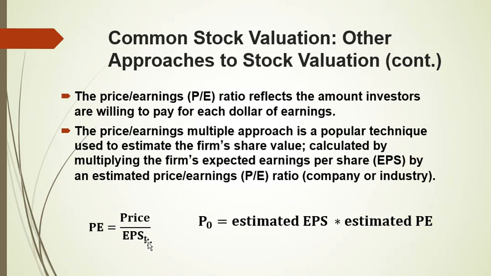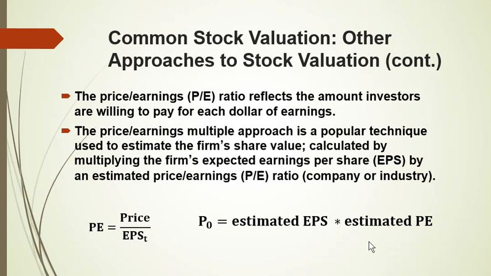This is kind of a picture of optimism. How optimistic are investors about the future of this company? If they're very optimistic, they're willing to pay higher prices for the earnings of the company because they expect the future to be much better. Now, if we do some algebra with this and solve for price, the value P sub 0 is the estimated earnings per share for the next period multiplied by the estimated PE ratio for the next period.